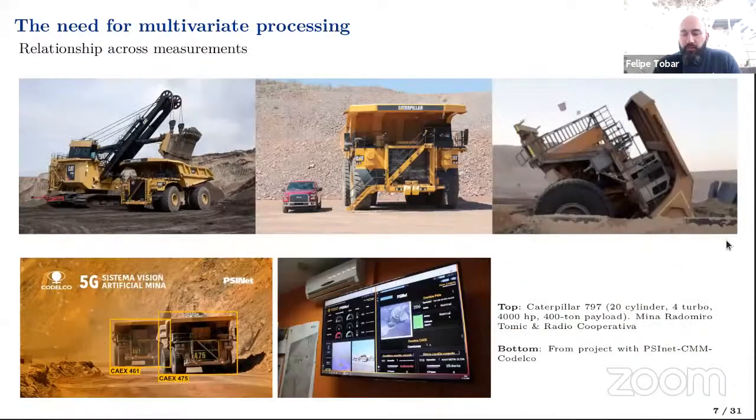Another reason is that sometimes in some applications, what is really of interest is to analyze the relationship between or across different measurements. So for example, here we have a huge truck. This is a 20-cylinder, 4,000 HP truck. It's called the Caterpillar 797, which carries the load from a mine. And as you can see, it's gigantic. It's like half the size of the tire.